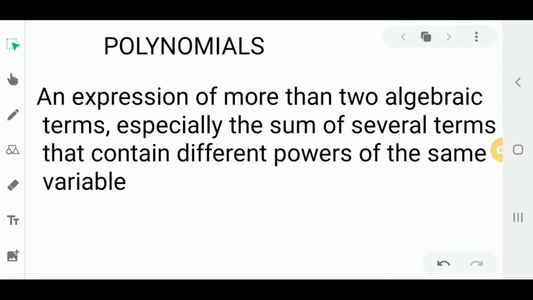So today we're doing polynomials in its entirety. A polynomial is an expression of more than two algebraic terms, because poly means more than one or many, especially the sum of several terms that contain different powers of the same variable.